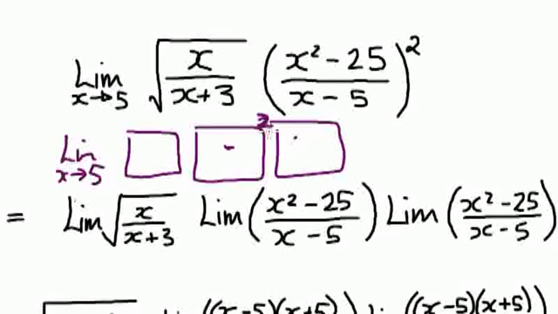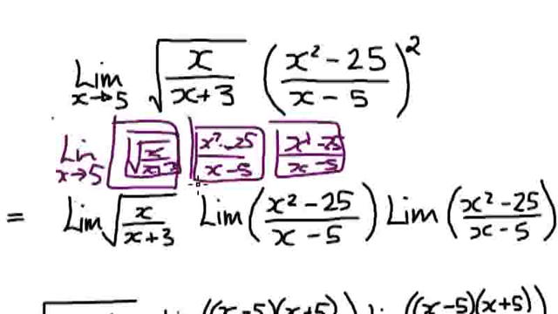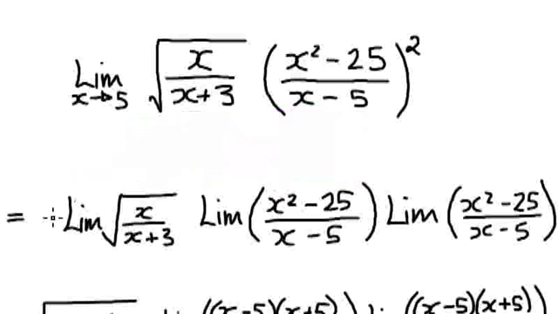So rather than visualizing the square here, visualize it as this. Hang on, x squared minus 25 over x minus 5, and this is also x squared minus 25 over x minus 5, and this is your square root of x over and so on. So here, using one of the laws on limits, you can say, concentrate on finding the limit of this, the limit of this, the limit of this, and then multiply all three together. That's how we get to this stage.